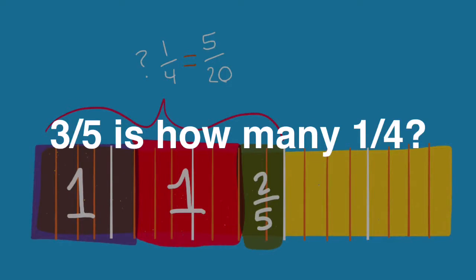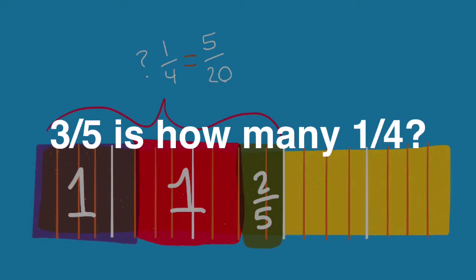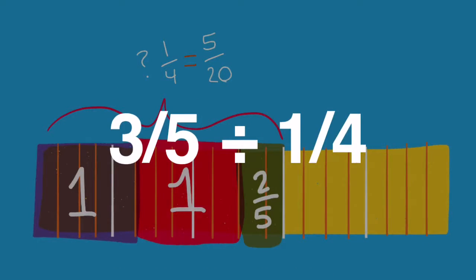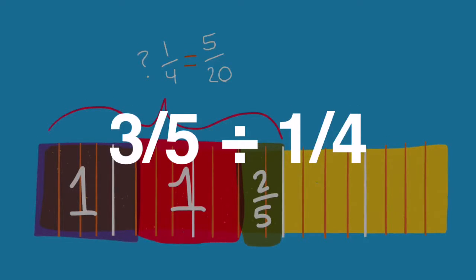3/5 is how many 1/4, or 3/5 divided by 1/4? Well, we see 1 whole, 2 whole, and 2/5. So 3/5 divided by 1/4, we've shown in our model, equals 2 and 2/5.